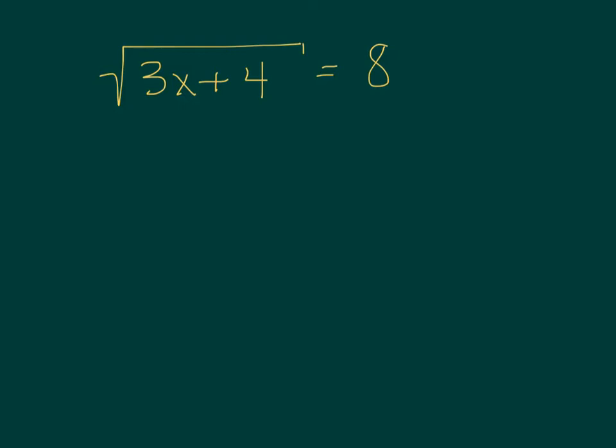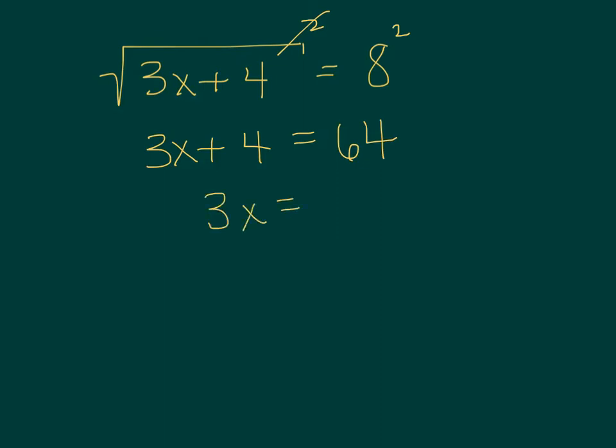And the power rule says, how do you get rid of a square root? You square it. Now if I square the left side, I have to square the right side. And what that's going to do is cancel that, just giving me a 3x plus 4, no radical sign. And 8 squared is obviously 64. Then you're going to minus over that 4, divide by 3, and you're going to get a 20.